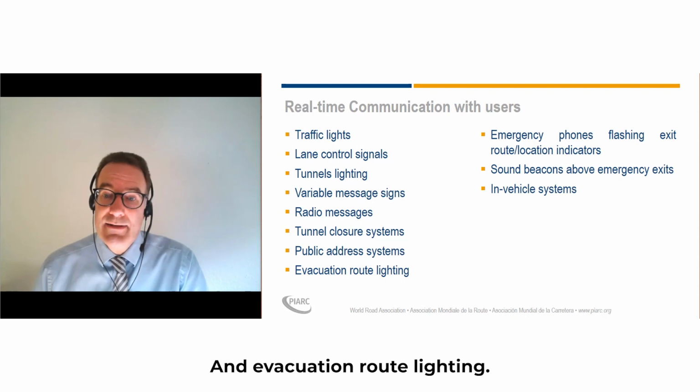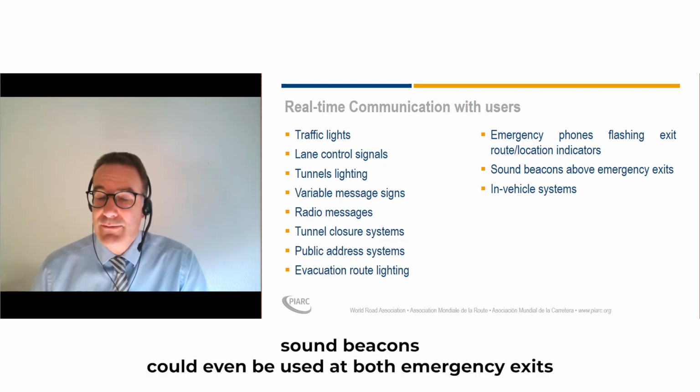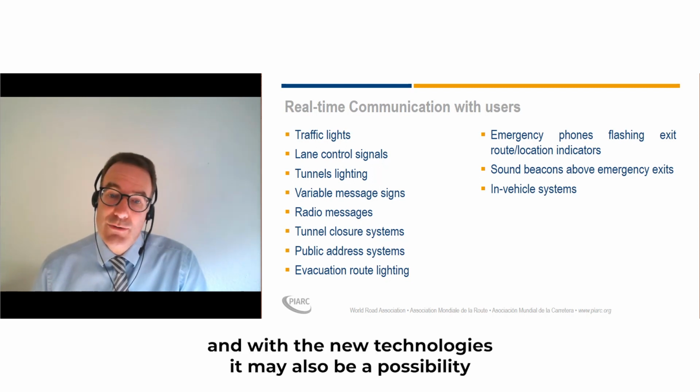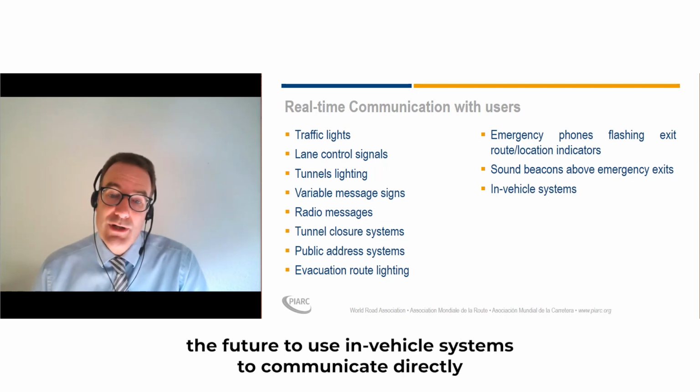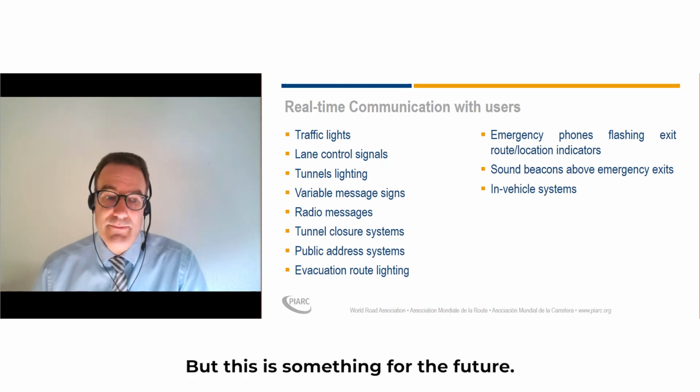Evacuation route lighting, emergency exit lighting, emergency phones, flashing exit route locations, sound beacons could even be used above emergency exits. And with the new technology, it may also be possible in the future to use in-vehicle systems to communicate directly and maybe also individually with the users. But this is something for the future.